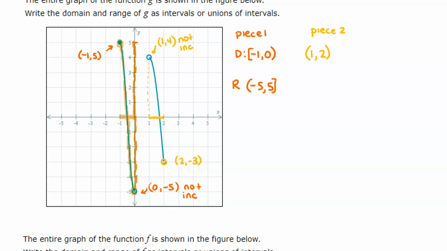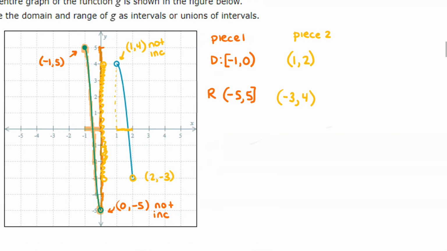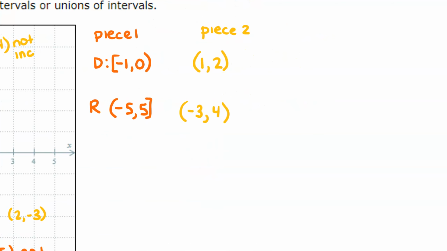Now let's look at the range for the second piece. The second piece starts up at 4, and then it goes down until -3. Those were open. So the range for the second piece, lowest to highest, is -3 up to +4. And those are both open because the endpoints of that piece were open. So this is not the answer to the question, but this is how you get the answer to the question.